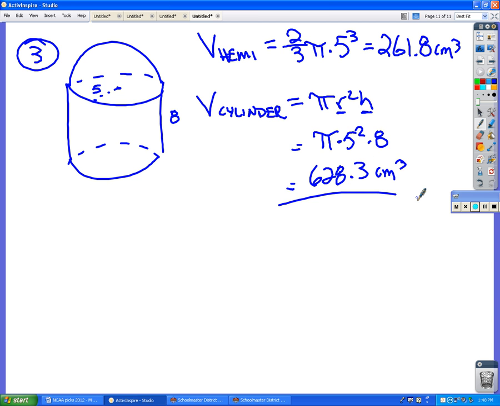All right, add those together and you get a grand total of 890.1 cubic centimeters. Just kidding. No, because we're talking about volume, not surface area. Okay, so we don't have to subtract anything. We will have to do some subtraction when we figure out the surface area, but we will do that on Monday. Okay?